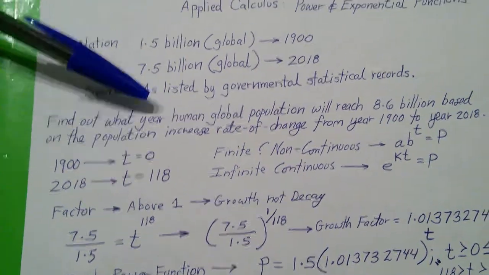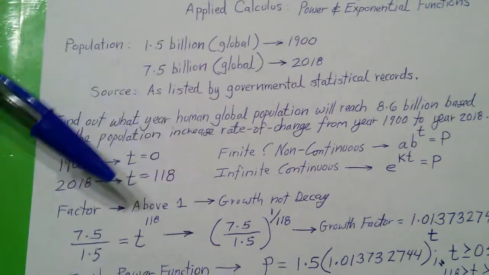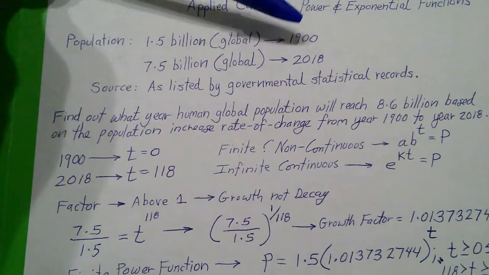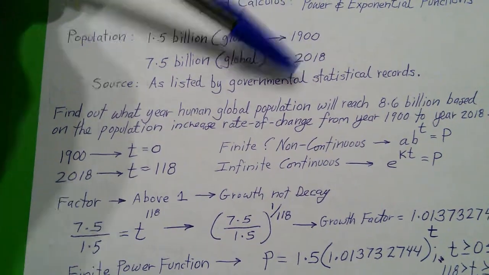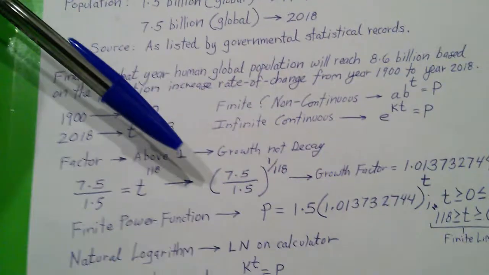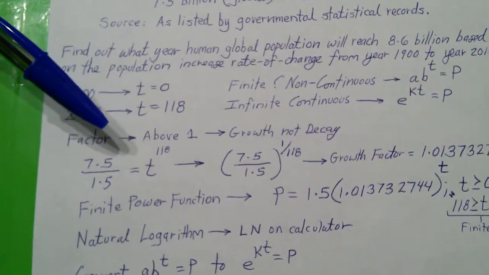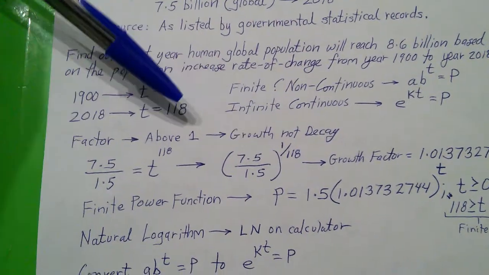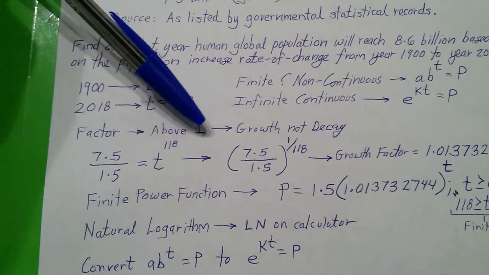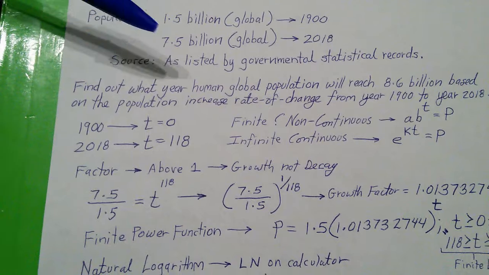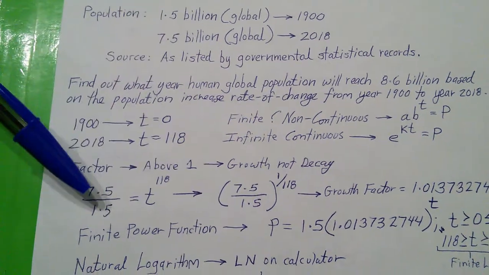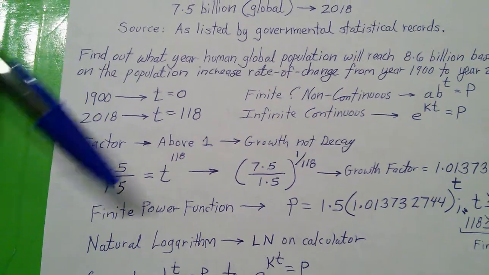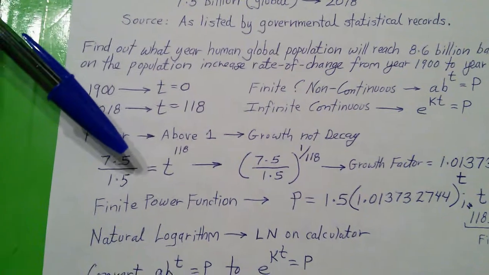So t equals 0 would denote 1900. t is equal to 118 years after 1900, or 2018. So then we can use the factor, which is established as a growth factor, not a decay factor. So the factor will obviously be above 1. So we take 7.5 billion. We'll just use 7.5 times b. So we'll just take the coefficient out of that times a billion.